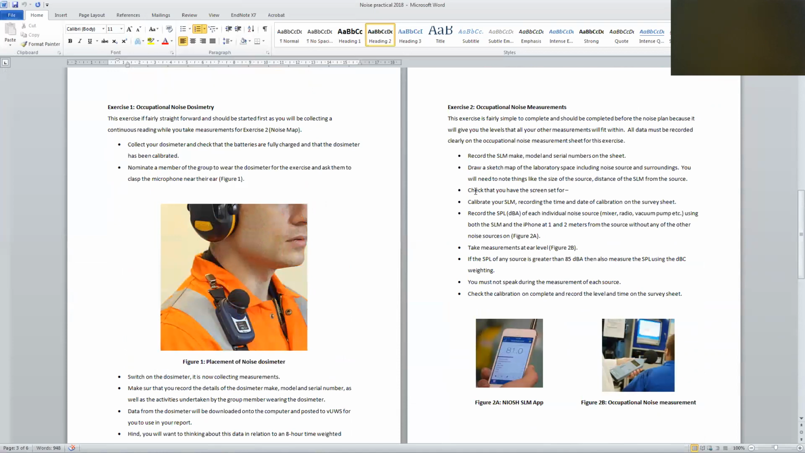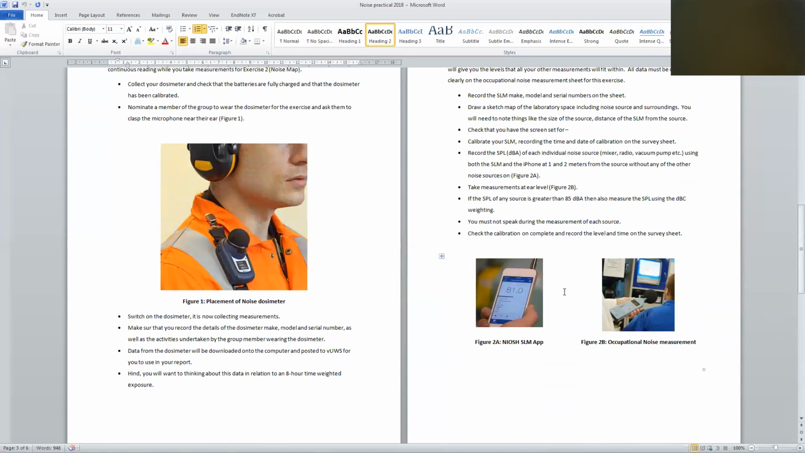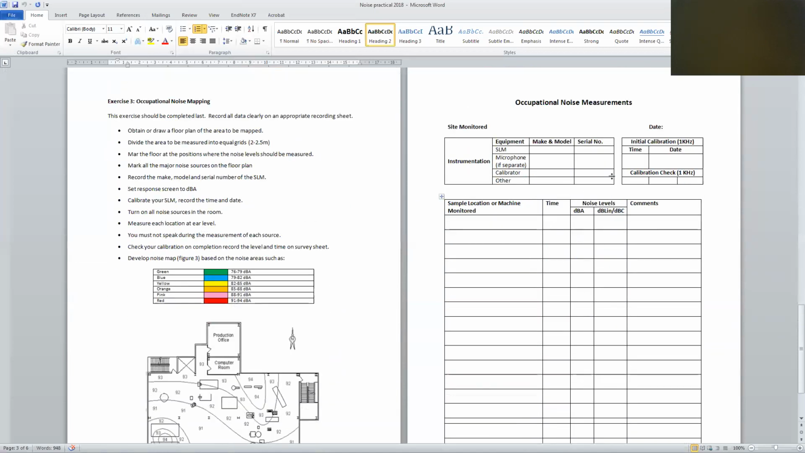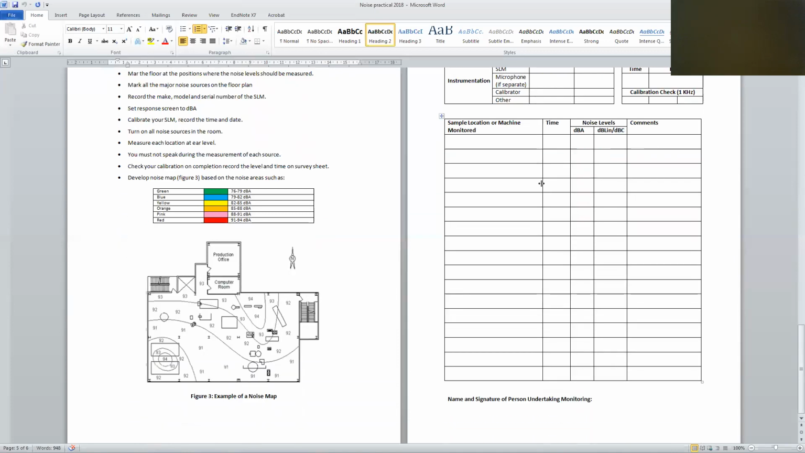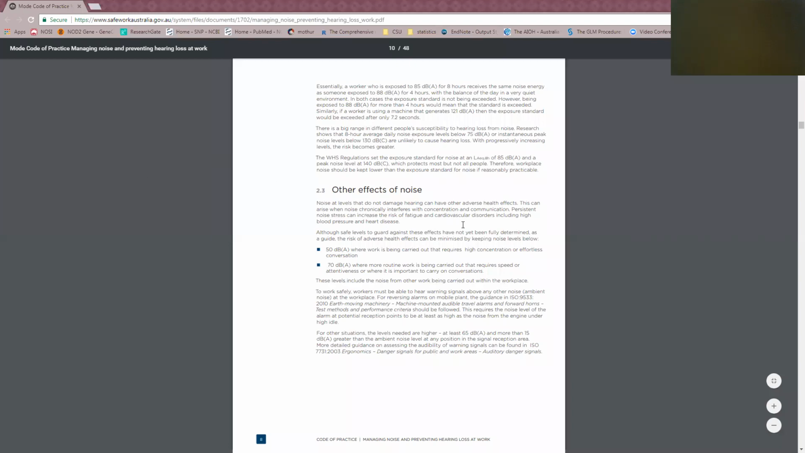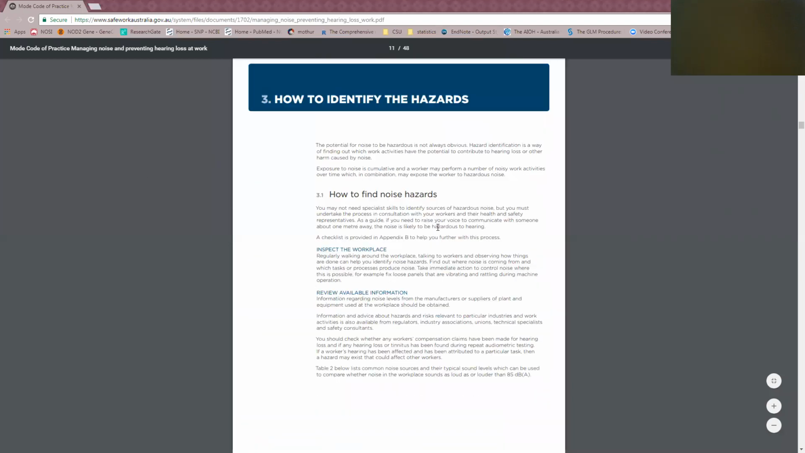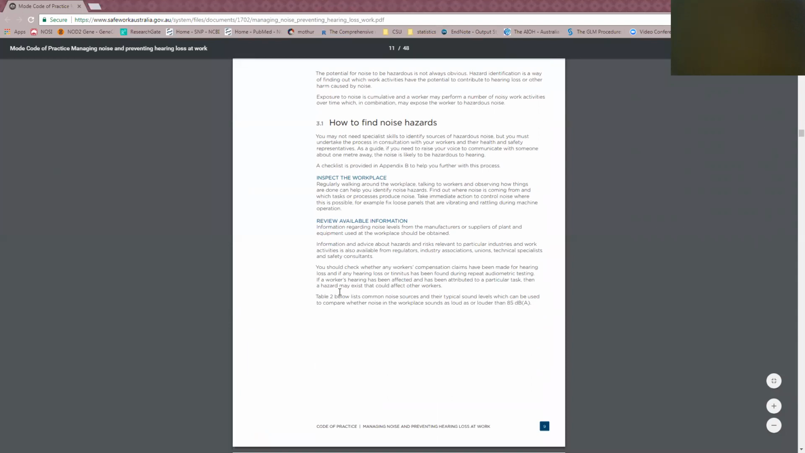What steps did you take? As I said before, this would include making a note of the particular instruments and the calibration checks you did. This is that information that you captured here. Remember how I got you all to record the make, the model, the serial number, the calibrations, because these are all requirements that are set out in AS 1269. For more information on that, we can call back into the Code of Practice, and you'll find this will give more information.